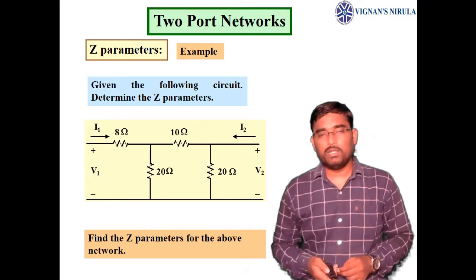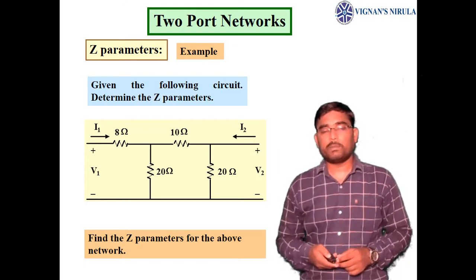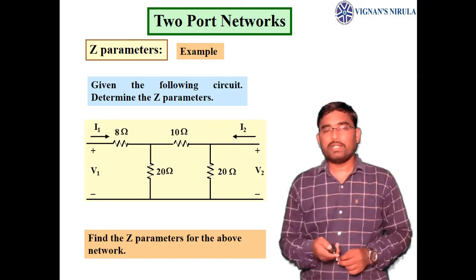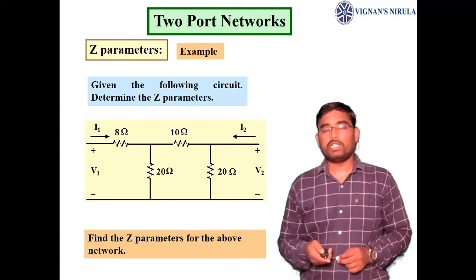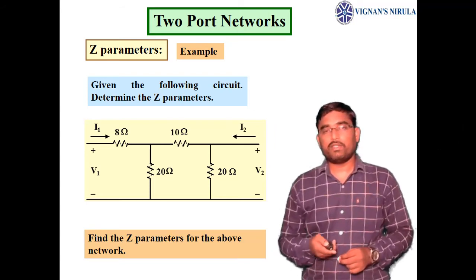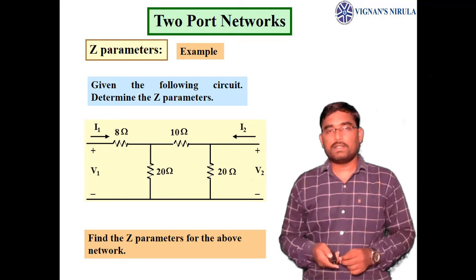Take a small example for the circuit, and determine the Z parameters. The circuit contains 8 ohms, 20 ohms, 10 ohms and 20 ohms. Port 1 voltage and port 1 current are V1, I1. Port 2 voltage and port 2 current are V2, I2.